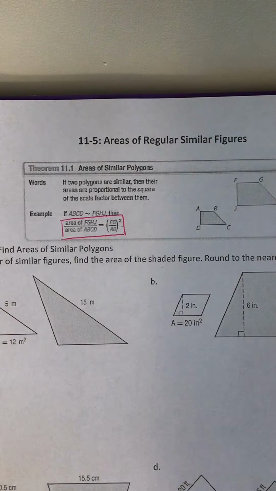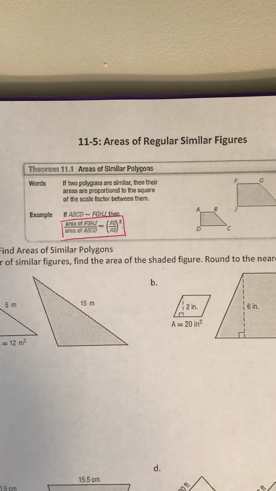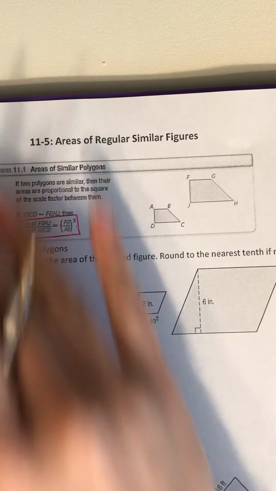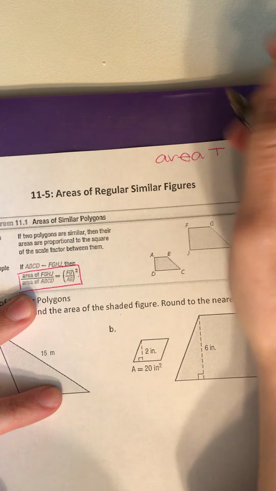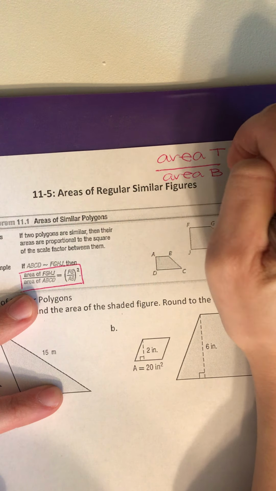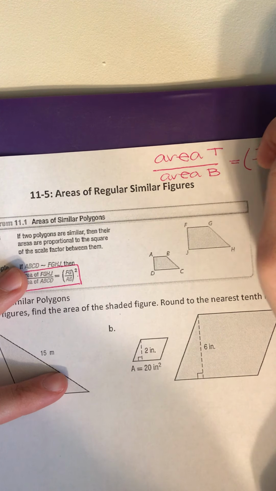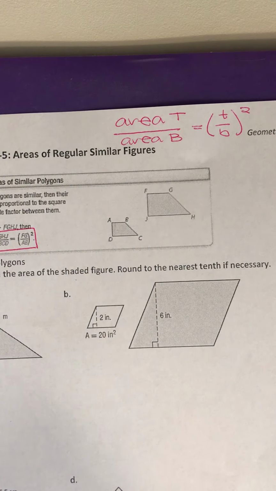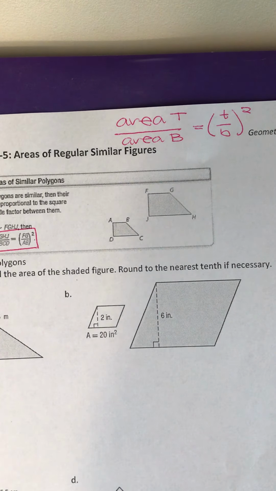It seems a little confusing, so what I like to do is I like to call one of them the top, one of them the bottom. So the area, I'm going to call them T and B. Put this down a little. Area of the top over area of the bottom is equal to one of the sides of the top, which I'm just going to call little t, over that proportional side squared. So make sure you write that down. This will make a little more sense when we do some examples.